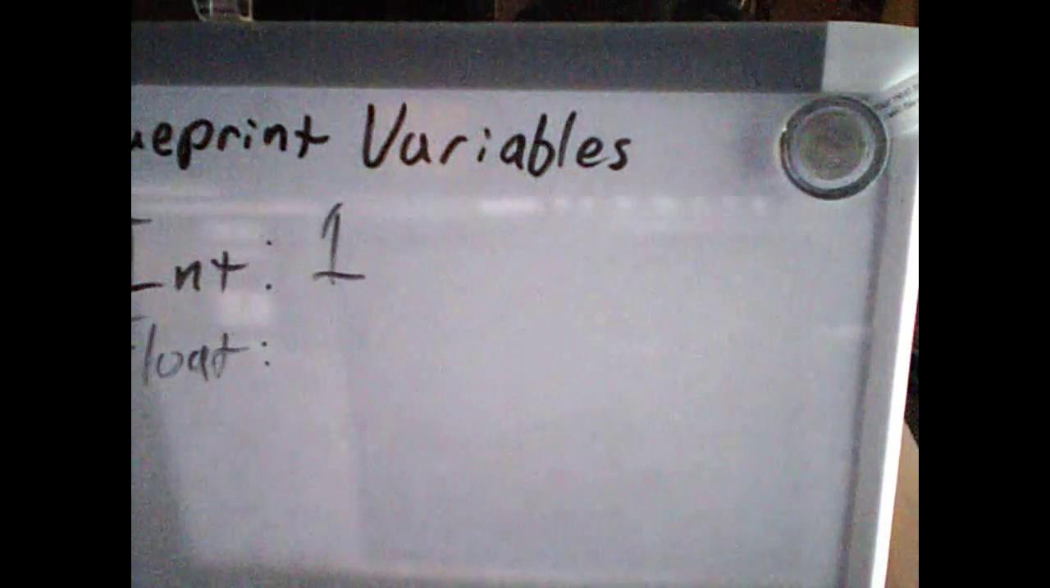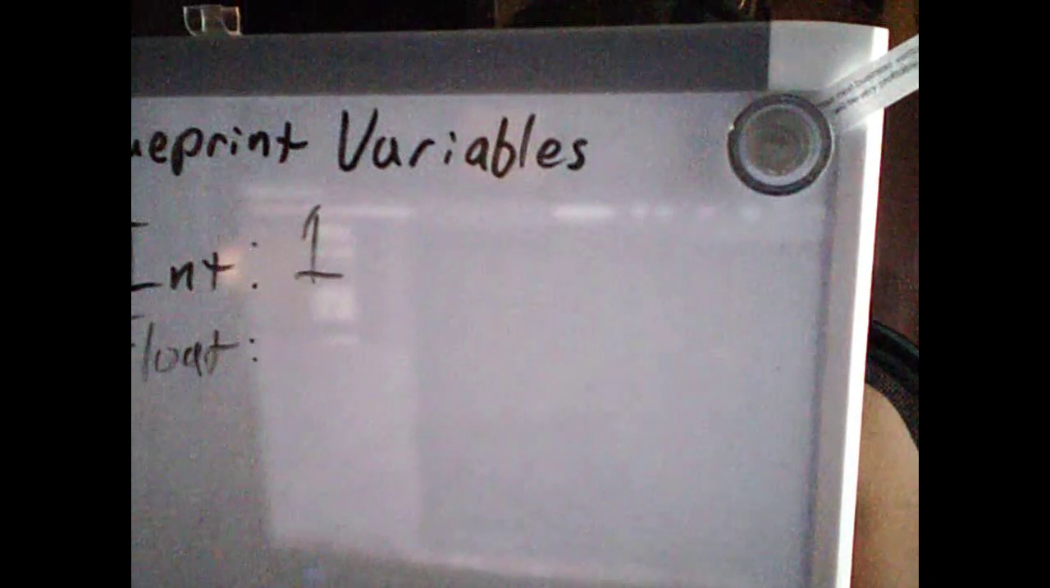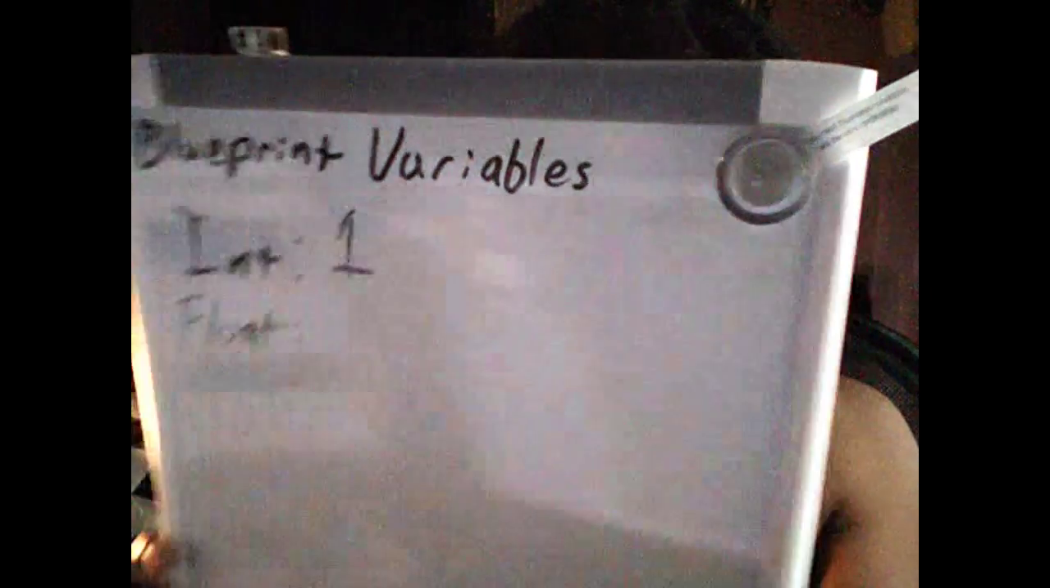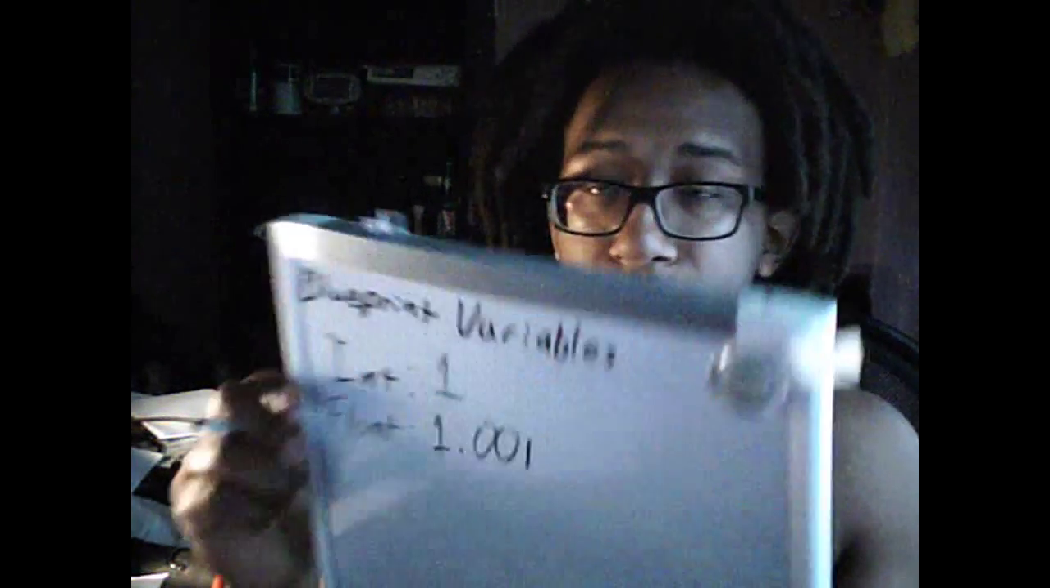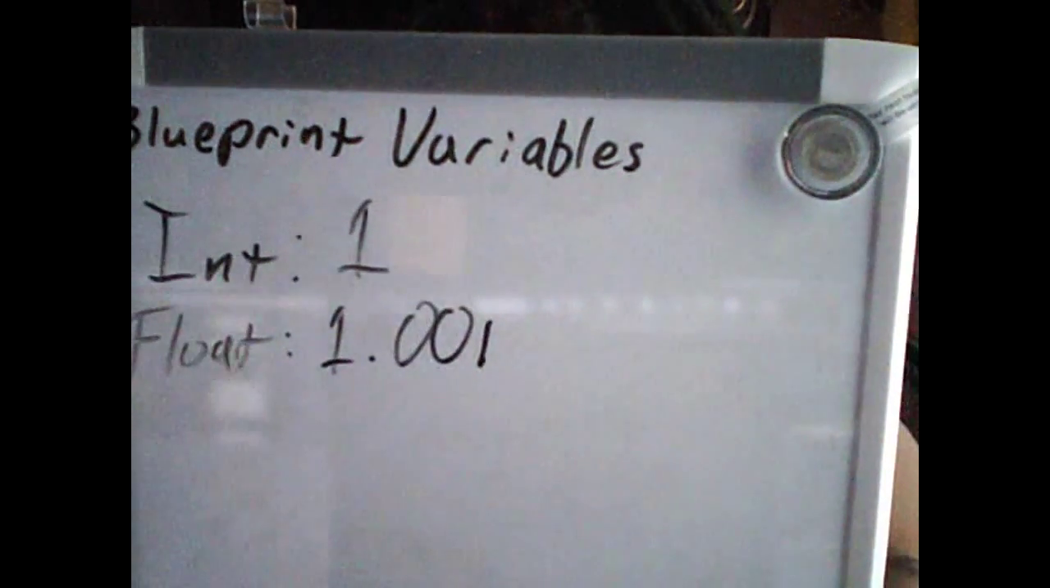Here you go. So an int would just be 1 or 2 or 3,000. That's it. A float, however, could be 1 with decimal places. So you'll get something like this. Now, when will you need both of them, one or the other?